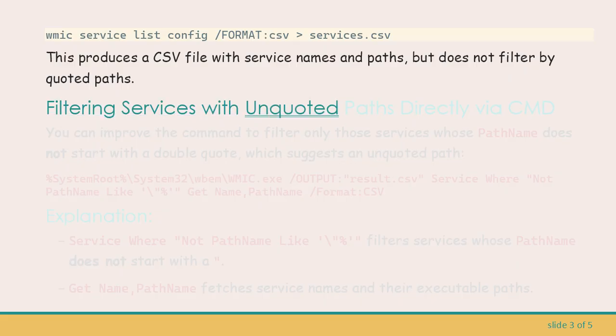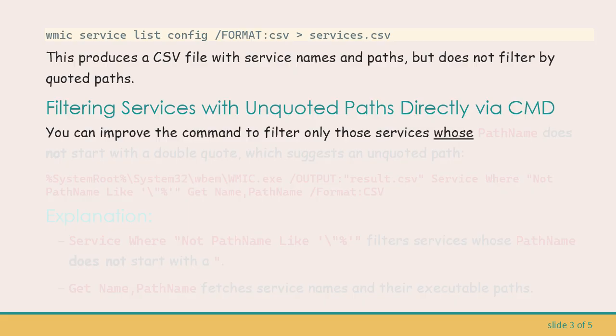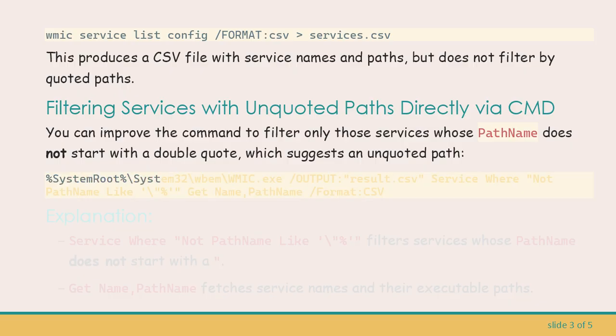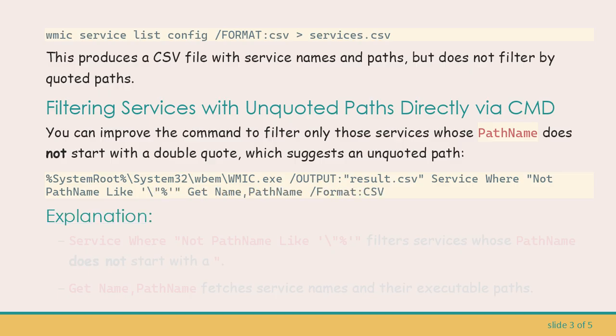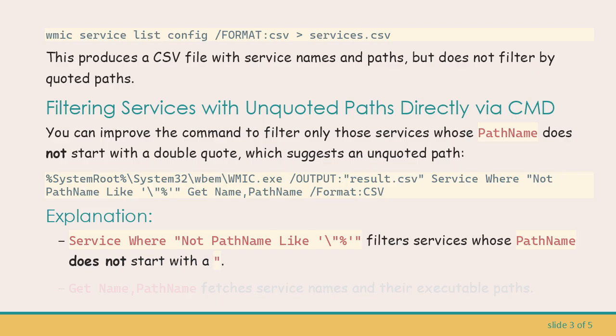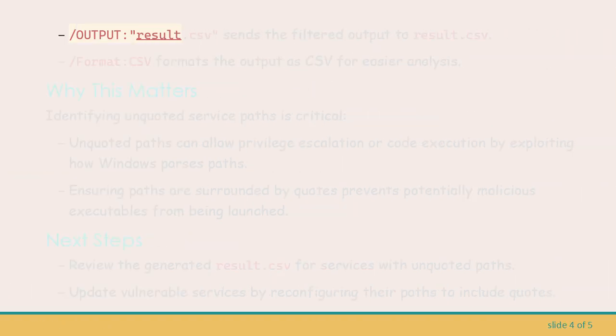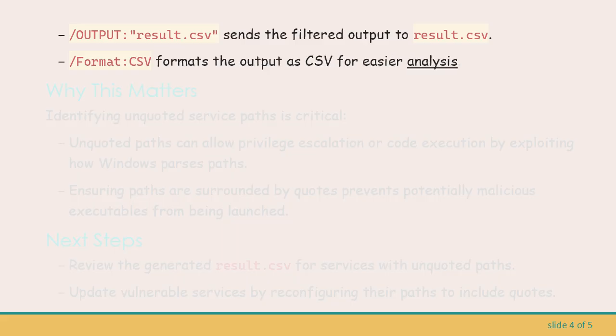Filtering services with unquoted paths directly via CMD. You can improve the command to filter only those services whose path name does not start with a double quote, which suggests an unquoted path. Explanation: service WMIC path name like \% filters services whose path name does not start with a quote. Get name, path name fetches service names and their executable paths. /output result.csv sends the filtered output to result.csv. /format CSV formats the output as CSV for easier analysis.